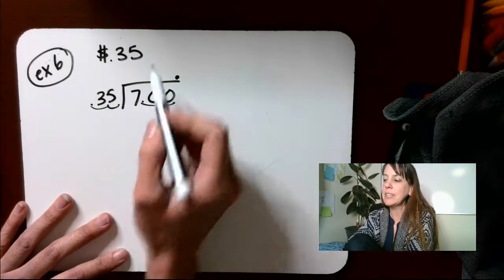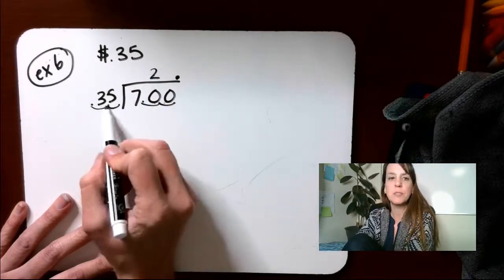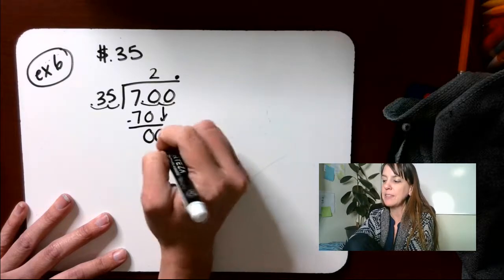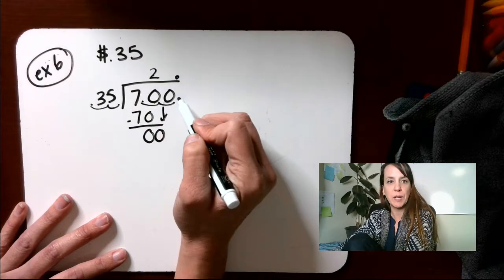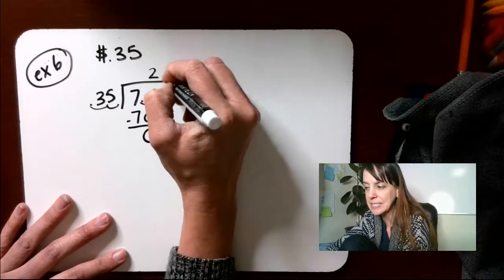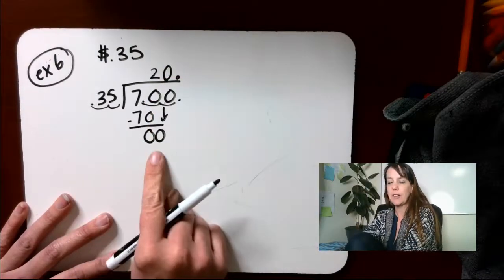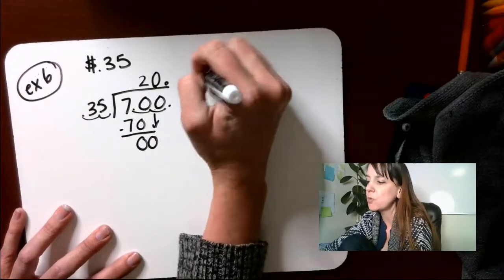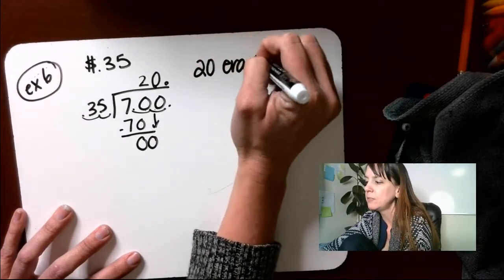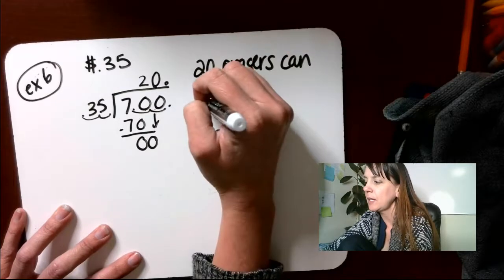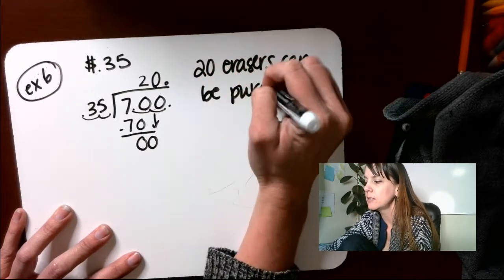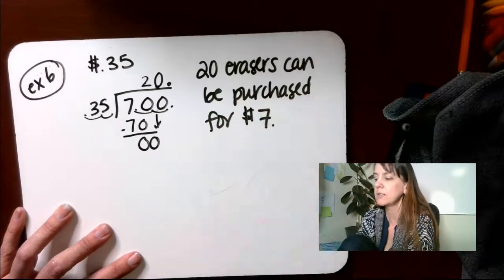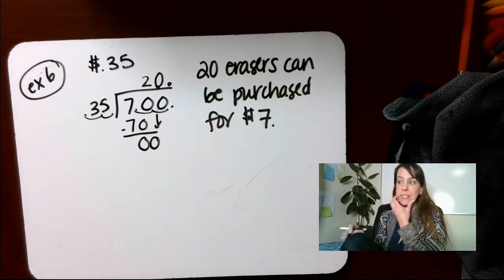I'm going to bring that decimal right up here. 35 goes into 70 2 times. 2 times 35 gives me 70. I minus and I bring down a 0, but notice my decimal's here, because I boosted it up from here. I have to have a 0 here as a placeholder. 35 goes into 0 0 times. So that means 20 erasers can be purchased for $7. And it's a word problem, so you need to have a sentence.